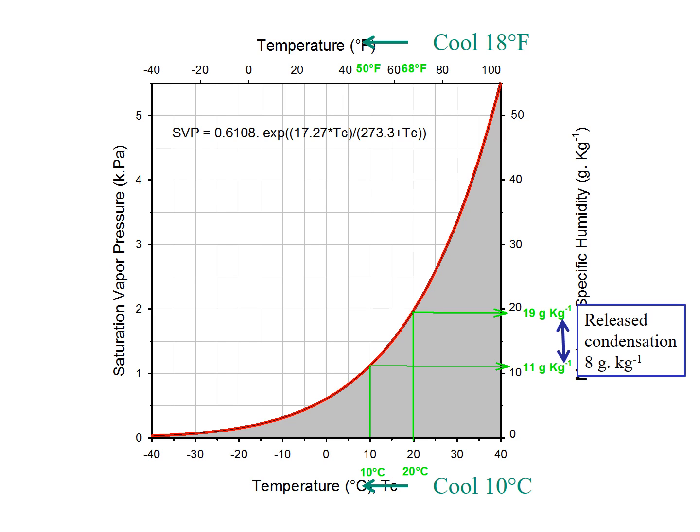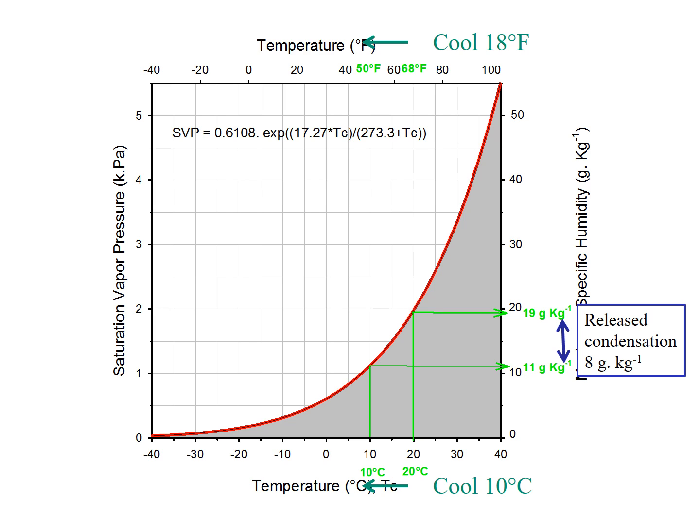If for some reason we wanted to reduce the temperature of that air an additional 10 degrees Celsius, 18 degrees Fahrenheit, just as we did in the case of Gainesville, you can see that at 10 degrees Celsius, the maximum amount of moisture this air could hold is 11 grams per kilogram.